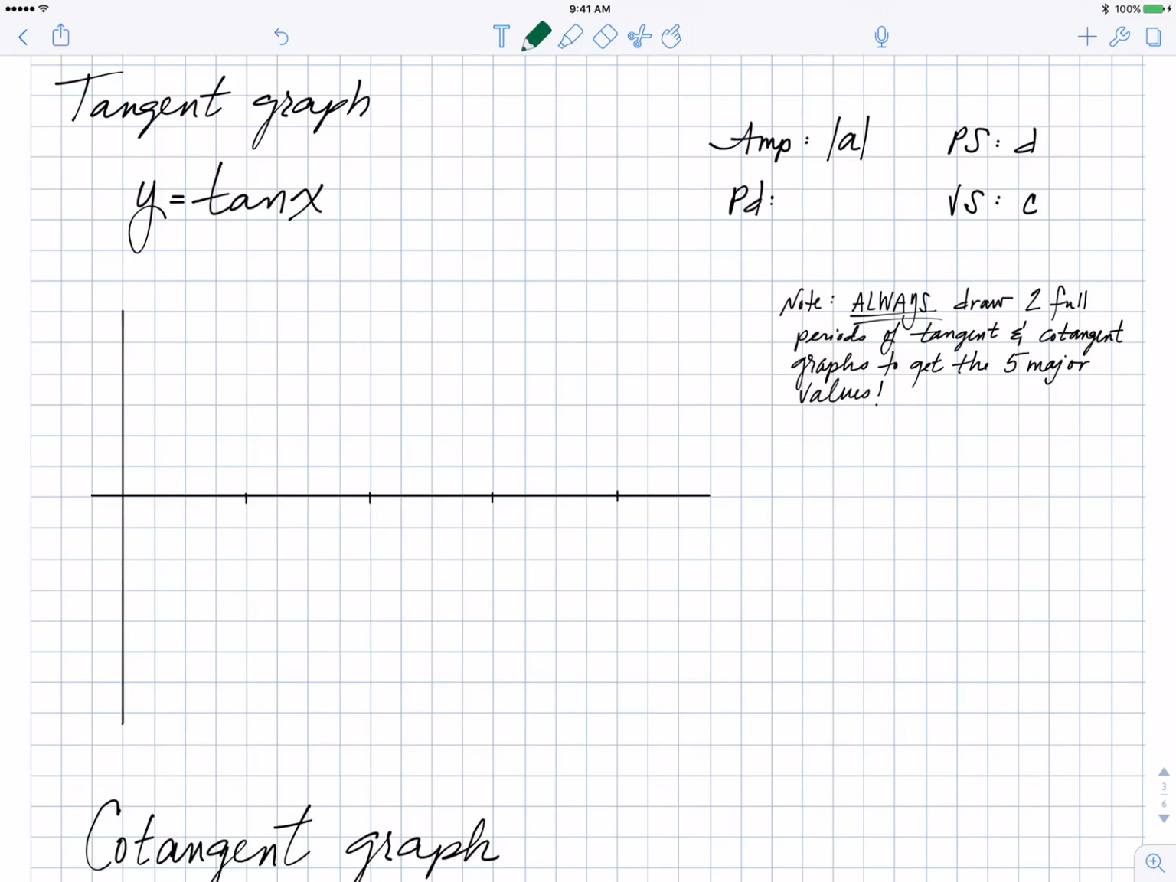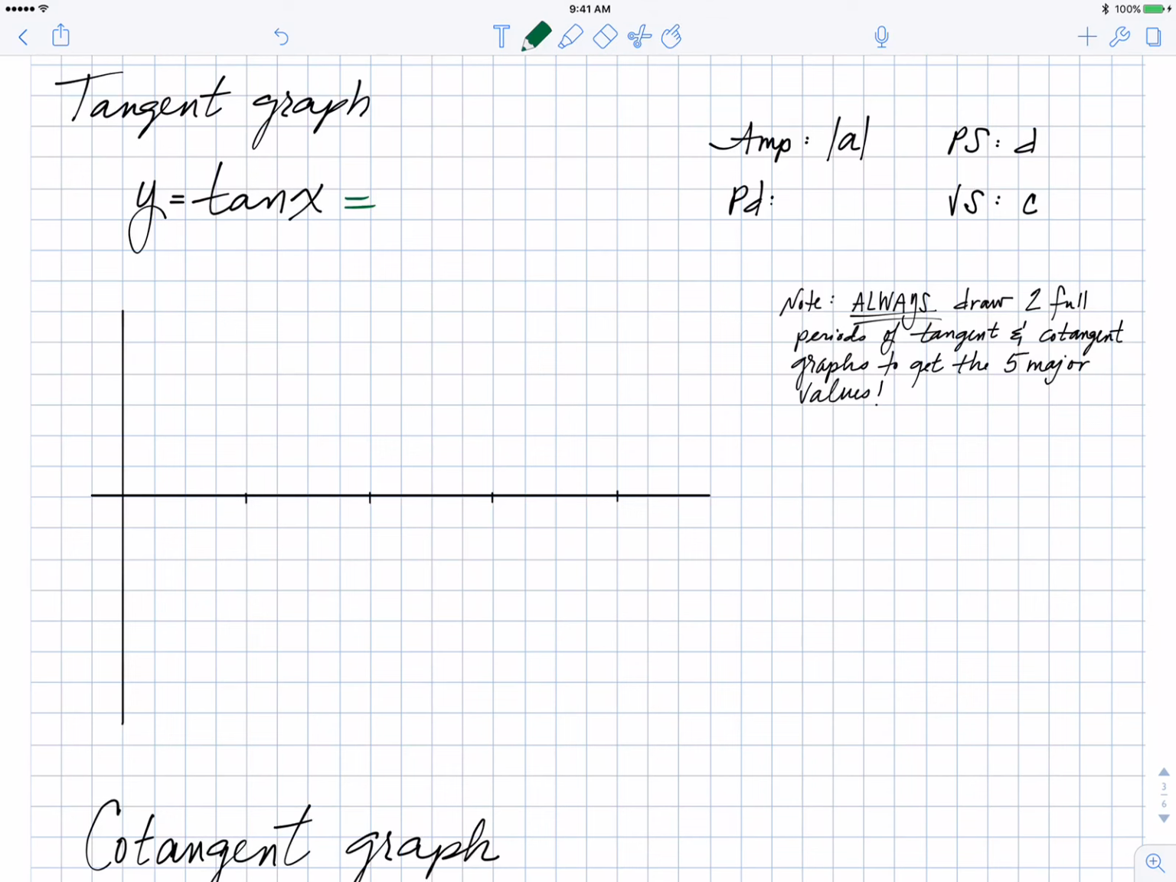Okay, folks, so this is the tangent and the cotangent parent graphs in section 8.7. We'll start with tangent. First thing I'd like to remind you of is that tangent of x is equal to, now according to SOHCAHTOA, it's opposite over adjacent, or you could say the y value over the x value.